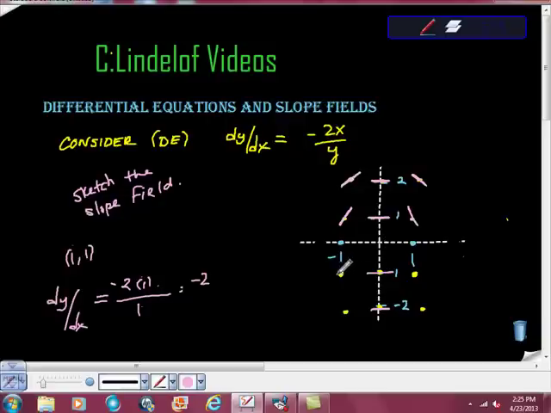And then I went through and did the same thing over and over again. I did this point here, this point here, then this point here, this point here, and this point here, using the same method over and over. And that's my slope field.